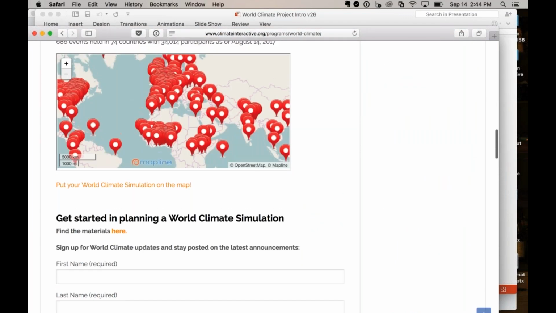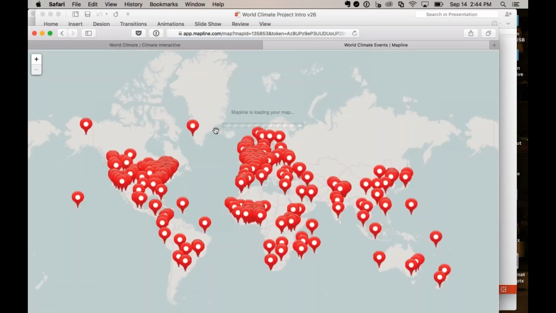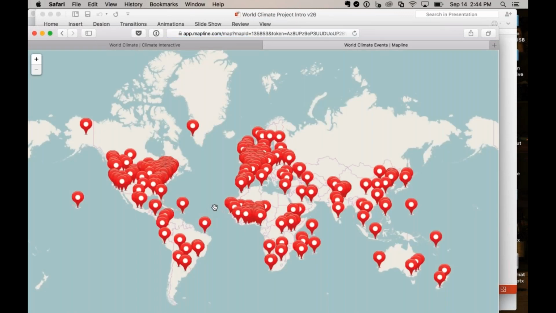If you do register your event, you can see we have a map on the website. It's pretty cool. That shows all these different locations where World Climate has happened. You can see all across the world. And maybe you're listening into the webinar and sitting in Moscow or somewhere in Russia. You can help us add a pin out in Russia or maybe northern Canada. We've got a few gaps there. So we look to you all to help us fill in all of these gaps in different places and continue to add more pins in the places where we already have many.